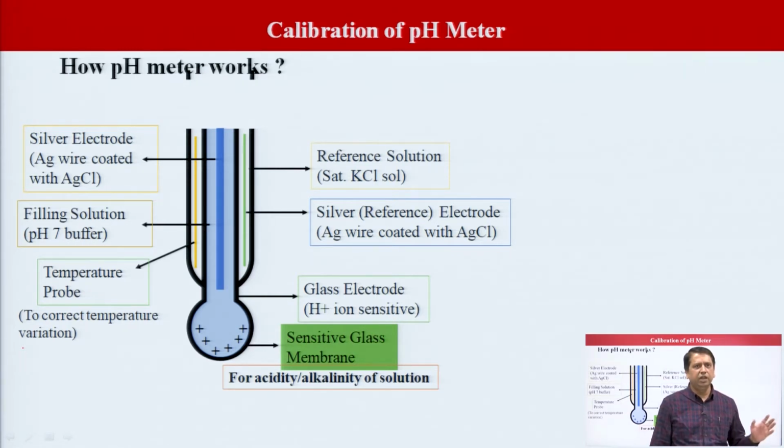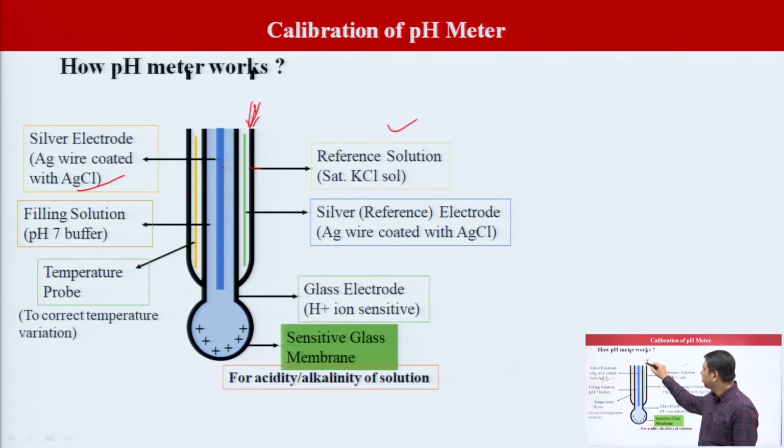So, basically as you can see in this figure, there are two electrodes in the center part of the pH meter. The center part of the pH meter is a silver electrode, basically a silver wire which is coated with silver chloride. And there is another electrode which is represented here by a green color. This electrode is a reference electrode.